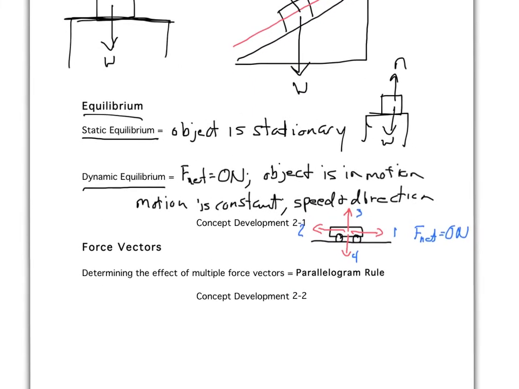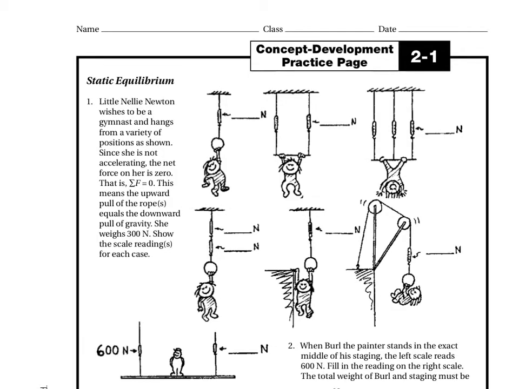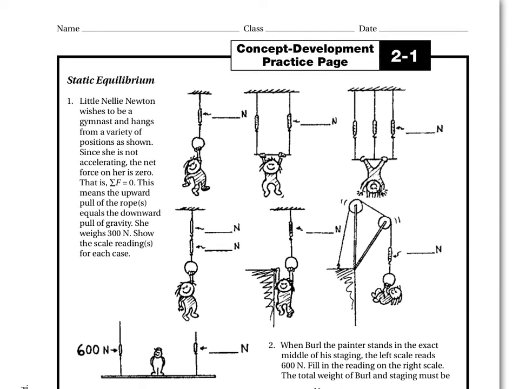So, how do we determine net force if things aren't as easy? This is where we're going to get into vectors and adding and subtracting vectors from each other. But before we get there, we've got this next slide with little Nellie Newton. Nellie Newton has a weight of 300 newtons. That's the downward force due to gravity. We just want to keep her in static equilibrium. So if she's got a force of 300 newtons down, there needs to be a total of 300 newtons worth of force going upwards.